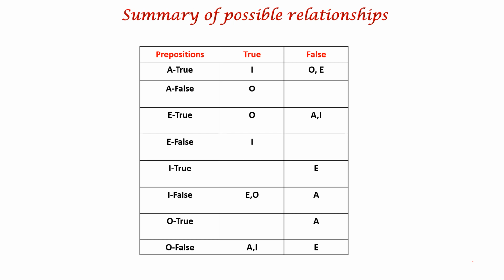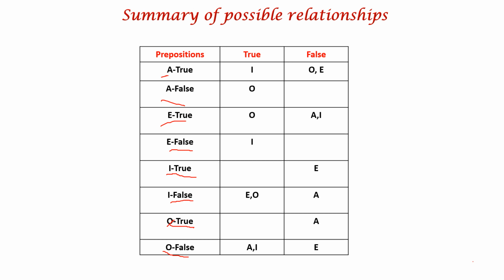So this one, you write, the first column depicts the type of the propositions. A type: A could be true or A could be false. And E type statement could be true or it could be false. I type statement, it could be true or it could be false. Same way, O type statement, it could be true or it could be false. So 8 types of propositions. So this table you have to mark.